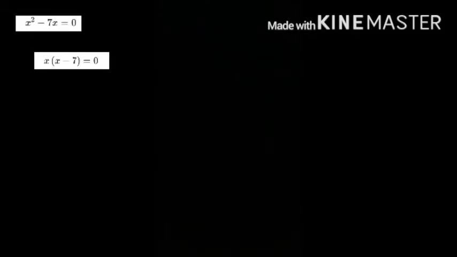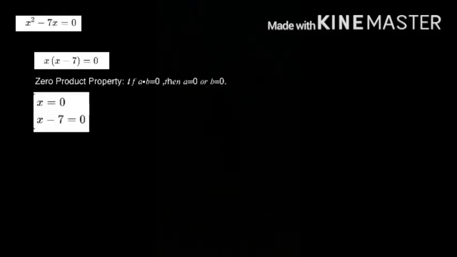Since this equation is in its simplest form, we can now use the zero product property. This property states that if a times b equals 0, then a equals 0 or b equals 0. This means that a factor must be 0. So, it's either that x equals 0 or x minus 7 equals 0. Now, let's solve these two equations. Since x equals 0, there is no other solution to it. That's our final answer for the first x.